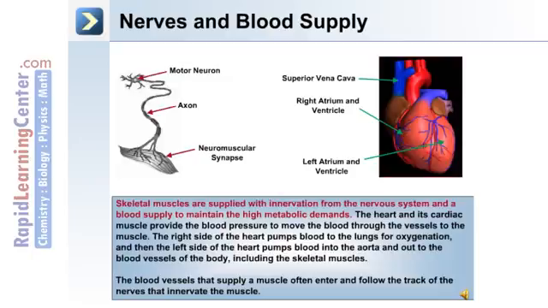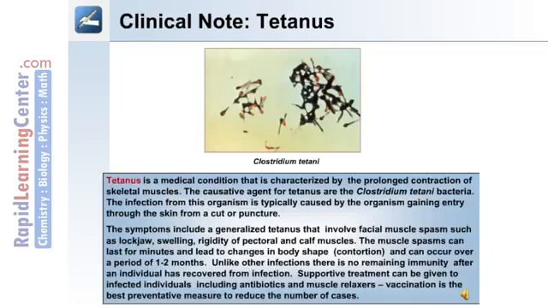The following is a clinical note on tetanus. Tetanus is a medical condition that's characterized by the prolonged contraction of skeletal muscles. The causative agent for tetanus is the Clostridium tetani bacteria, and the infection from this organism is typically caused by the organism gaining entry through the skin from a cut or puncture.